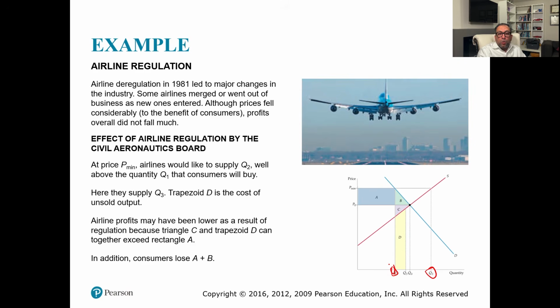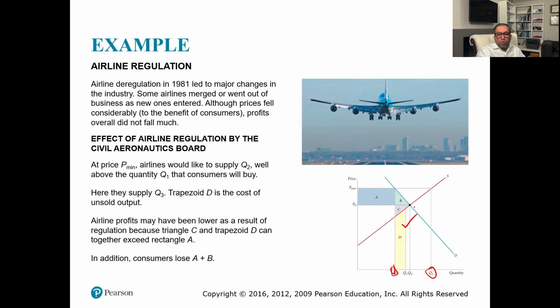So here the supply Q3 trapezoid D is the cost of unsold seats. If you discuss with your parents, before 1981 or in the early years, it was very common when you traveled by aeroplane to find a lot of vacant seats. But nowadays there are very few instances where you notice vacant or empty seats, because these are very perishable things that airlines are selling. When the planes take off, the seats which are empty are lost.